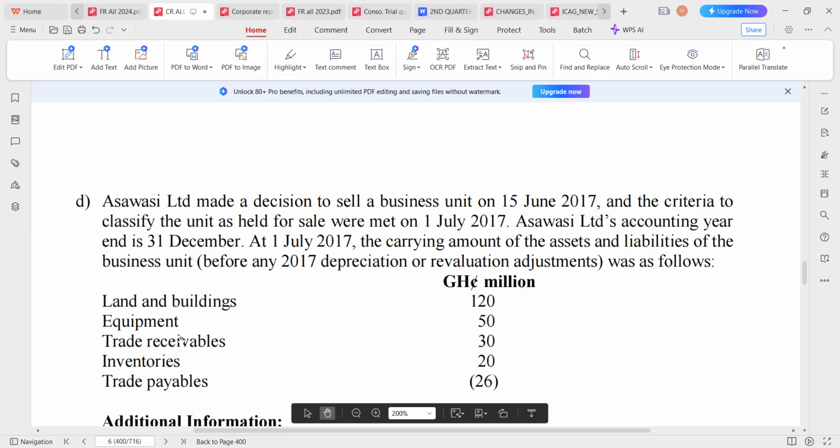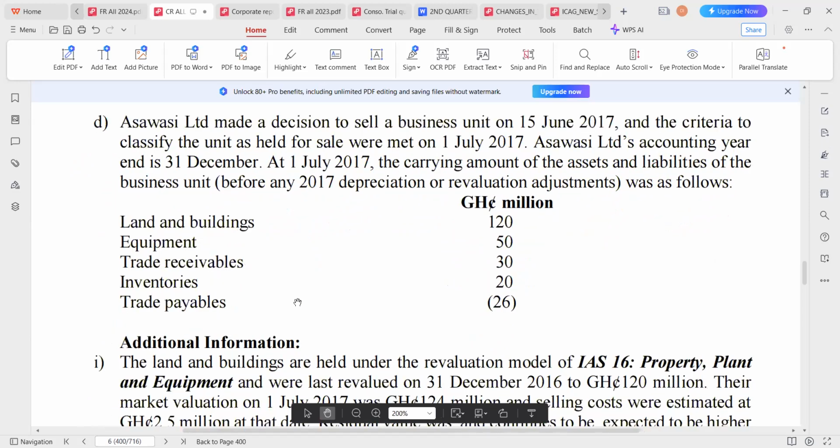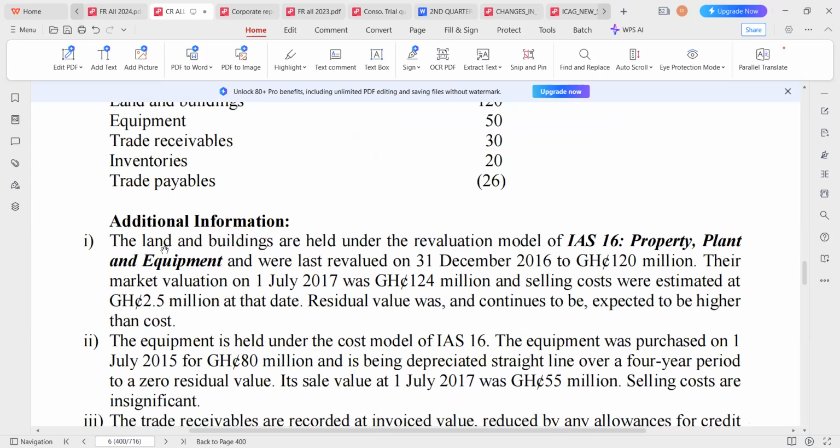So how many of these assets can be depreciated? You can depreciate 2: the land and building, and the equipment. That's all. So we need to do that to find the carrying amount. So let's start. He said that the land and the building were held under revaluation model.